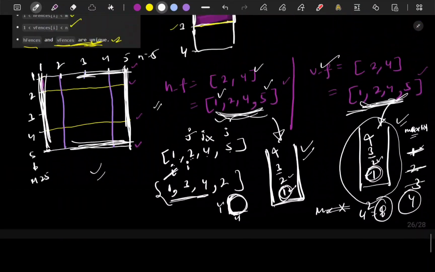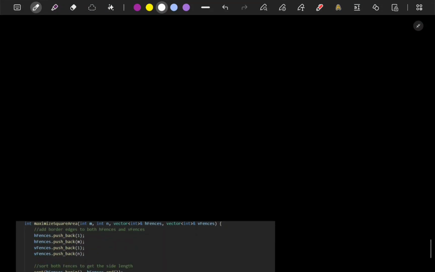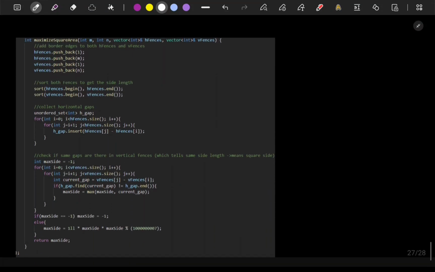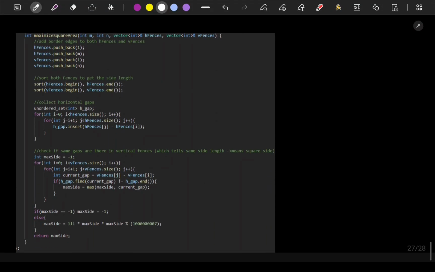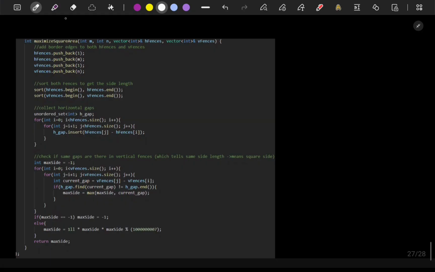Okay, so if you got the idea, we can simply code it. I already have the solution here, which I will let you go through, and now you will be able to understand properly. This is just a step by step of what we have done. First we pushed h fence with the upper boundaries. Then for vertical we kept the border, these two lines. This is our rectangular field, right? So we have kept these two.